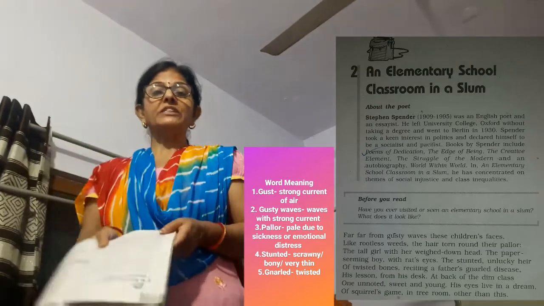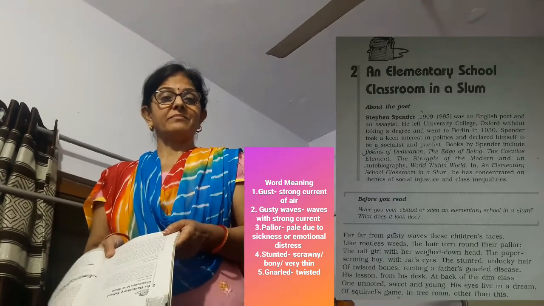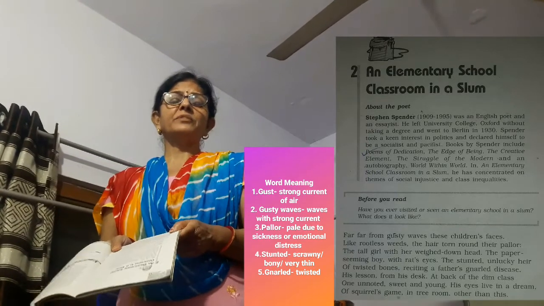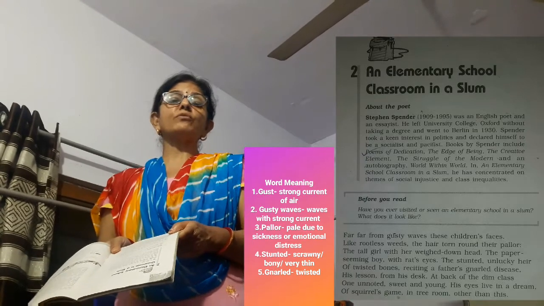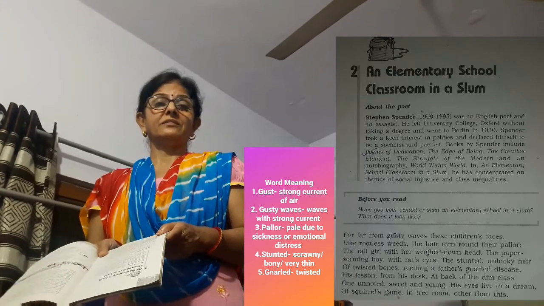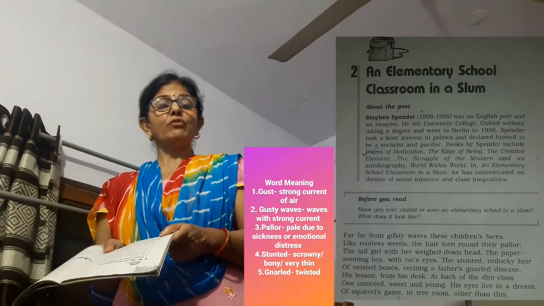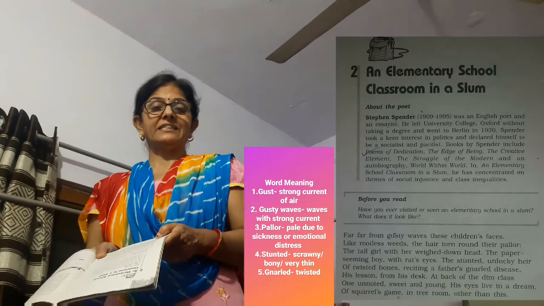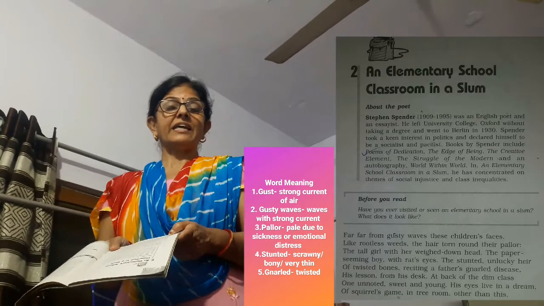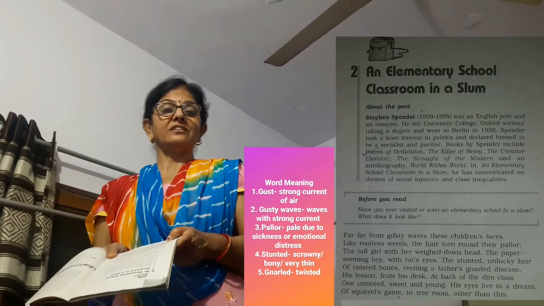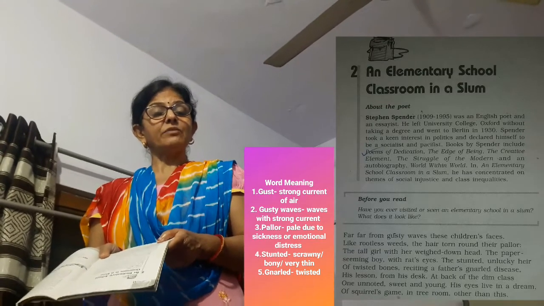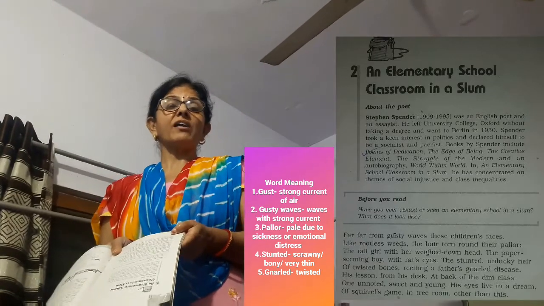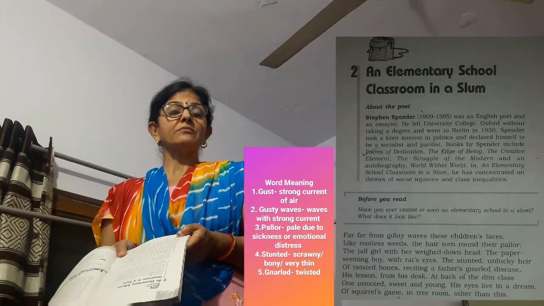These children, which children? The children dwelling in slum are far from the gusty waves, from the strong waves, from the strong wind. Here, gusty waves symbolize the natural beauty, greenery, beautiful scene, healthy atmosphere of the city. But the children living in slum are far from the gusty waves, far from the healthy, beautiful atmosphere.